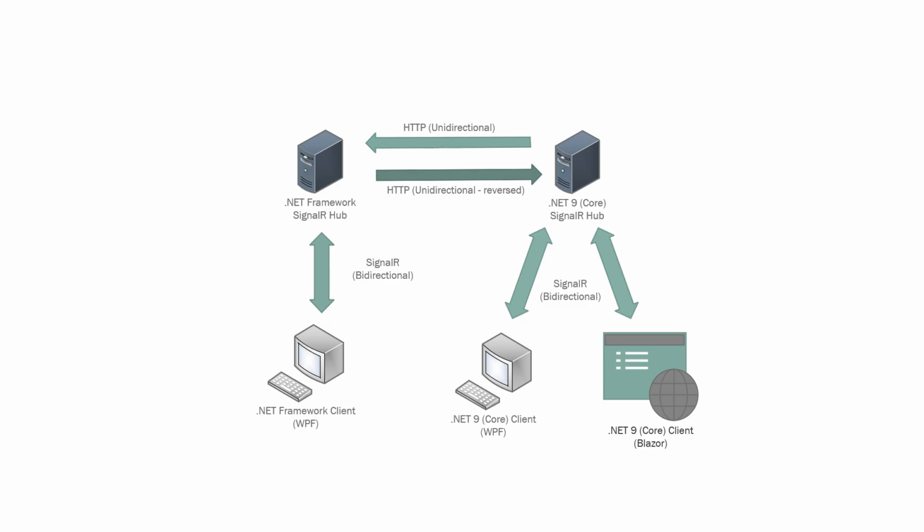It's certainly a one-way protocol between clients and servers, but between two servers, because they can both receive requests from the other, you can actually use it as a two-way protocol. So that would allow you communication from the WPF Framework client to the Framework hub, to the Core hub, and then out to the Core client and back again. So it is a solution, but it is rather complicated.